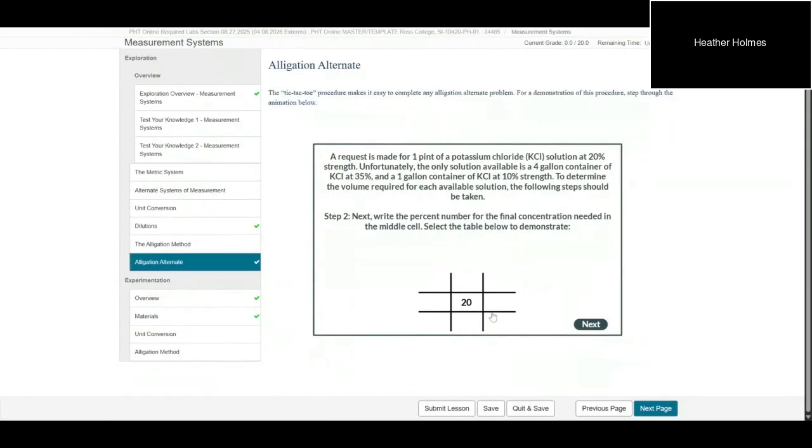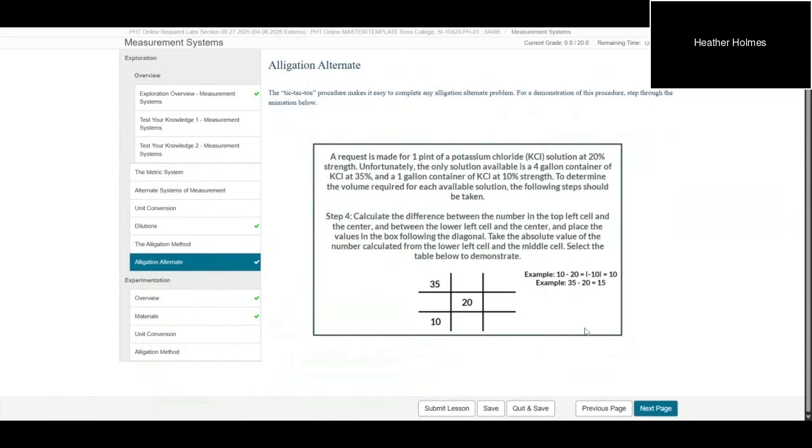Okay, so you'll put the 20% in the center, and then you will write your next percent that you have. So the higher percent, 35, will go in the upper left corner, and the lower percent will go in the bottom. Next, you will subtract your numbers. There we go.